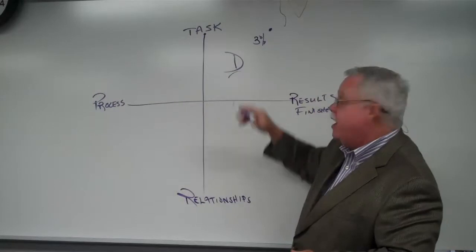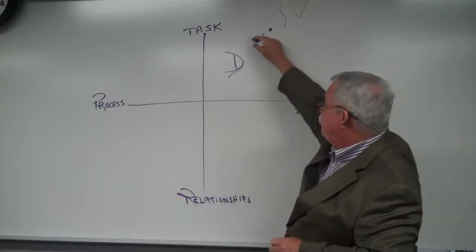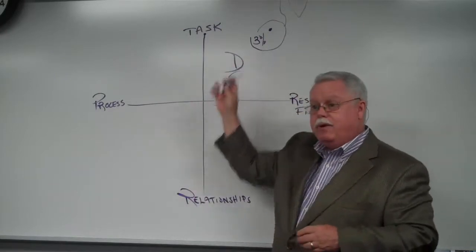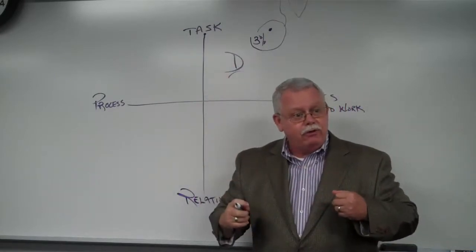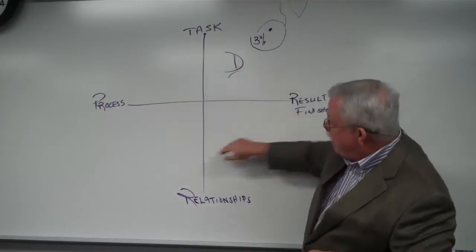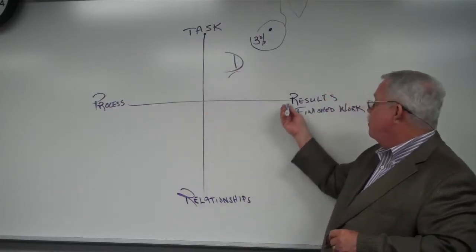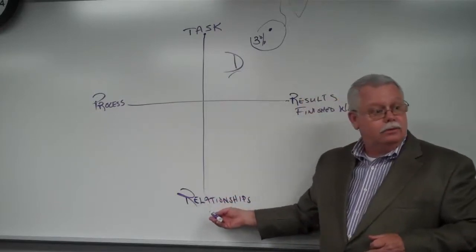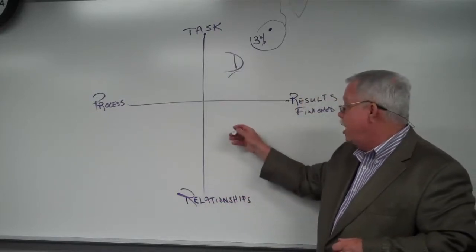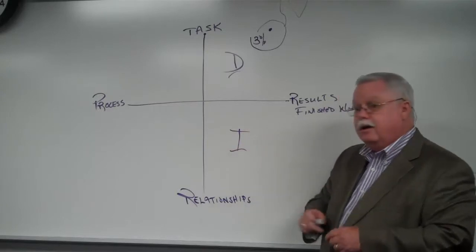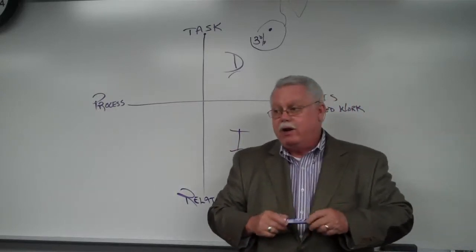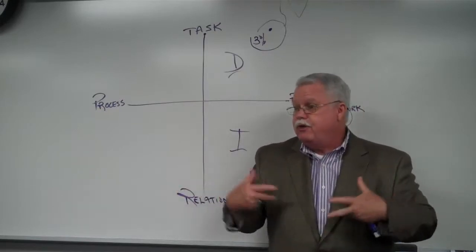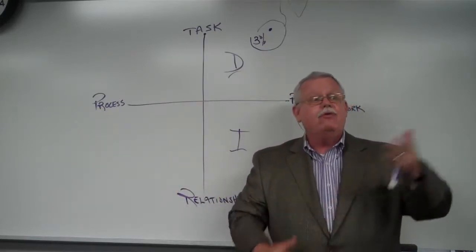That's the D personality. I'm going to talk about the D at an extreme. Most of the D personalities we run into are not extreme, but they still have some of those characteristics. If we go around the quadrant, down here we have people who are very results-oriented, but also very social, very relationship-oriented. That's the I personality. Okay? This is the inspiring personality.